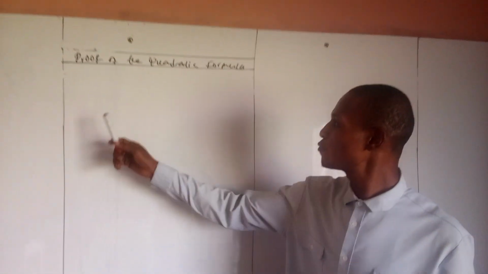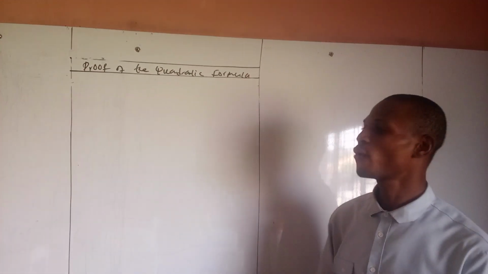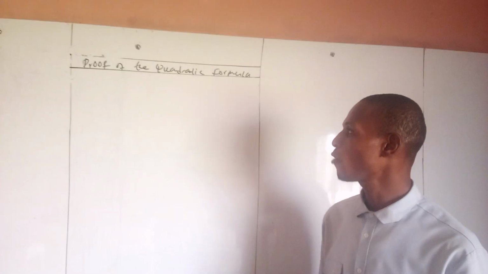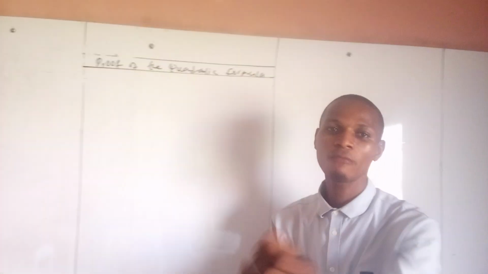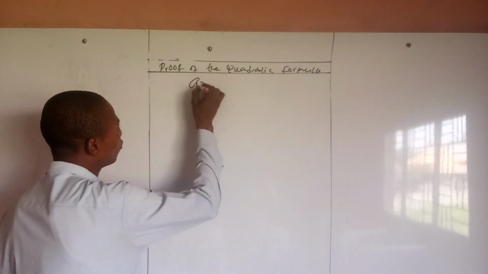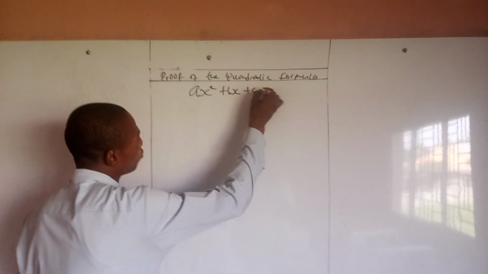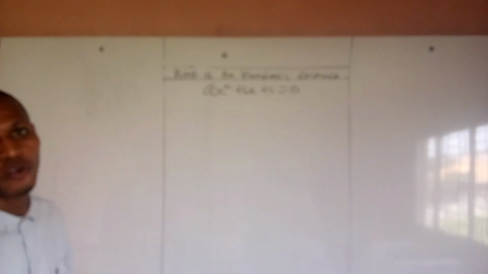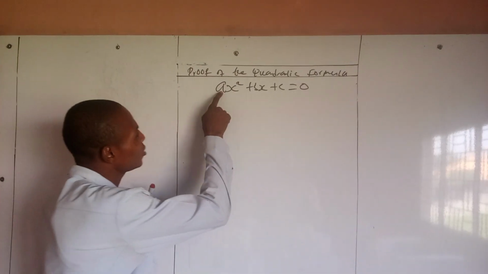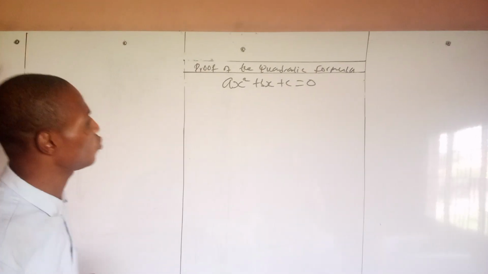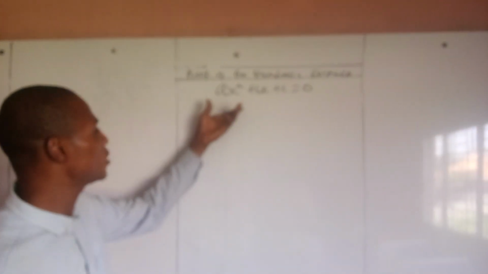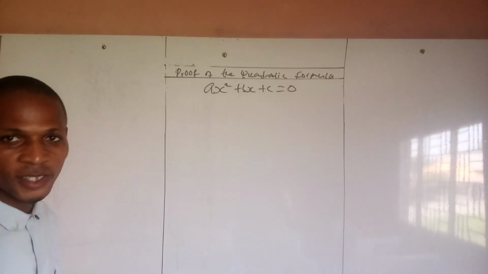If you want to prove the quadratic formula, sometimes called the Almighty formula, we know that the general form of a quadratic equation is ax squared plus bx plus c equals 0, where a, b, and c are constants, such that a is not equal to 0. You are going to prove this using the completing the square method.